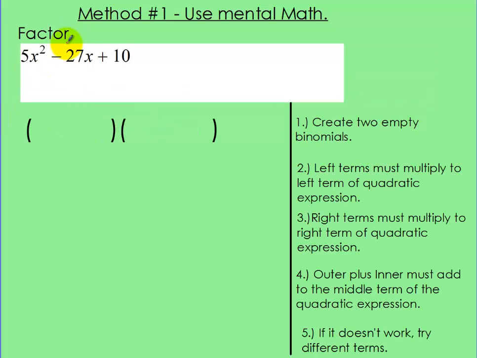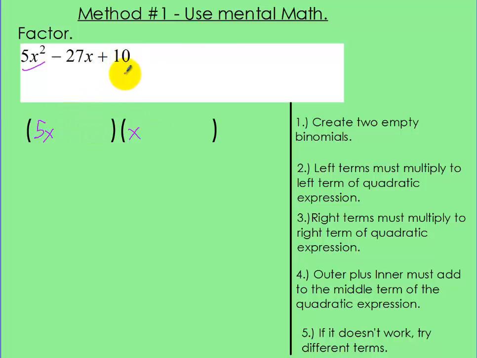All right, so let's try a different one to factor. I know this is not just x squared, it's 5x squared, but you're still following the same process here. So I want you to create your empty binomials. The left terms, so the first terms, must multiply to the first term of the quadratic expression. So 5x squared. I'm going to guess one of these is 5x and one of these just x, because 5 is a prime number, so it has to be 5 times 1. So that's the first one. Okay, the right terms, the last terms, must multiply to this right term up here.